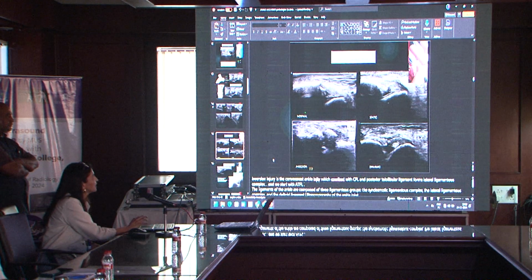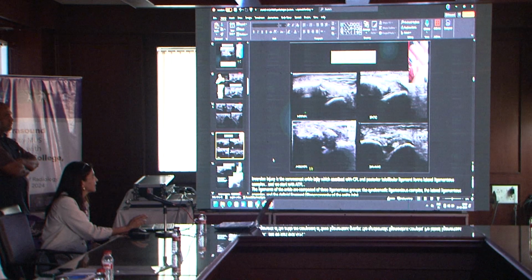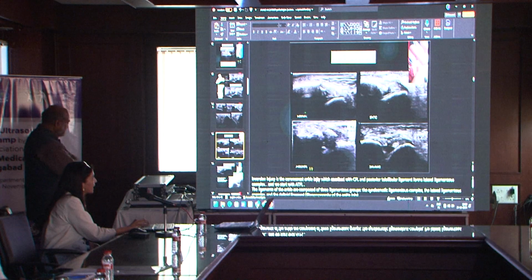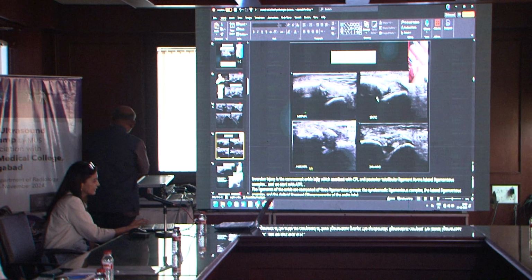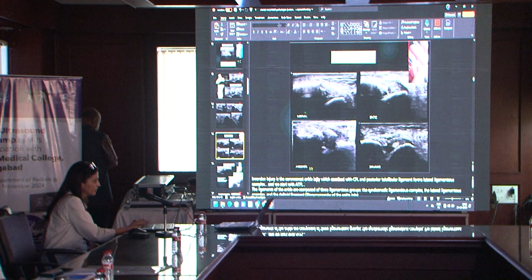Okay, so ATFL tears, I think anyone who practices ultrasound gets some or the other referral for ATFL tear, and we have all seen ATFL tears. So that is how an intact ATFL would look like. It has an echogenic fibrillar pattern, okay, and this is an example of a complete full thickness tear of ATFL. These are the two bundles and the fluid in between.